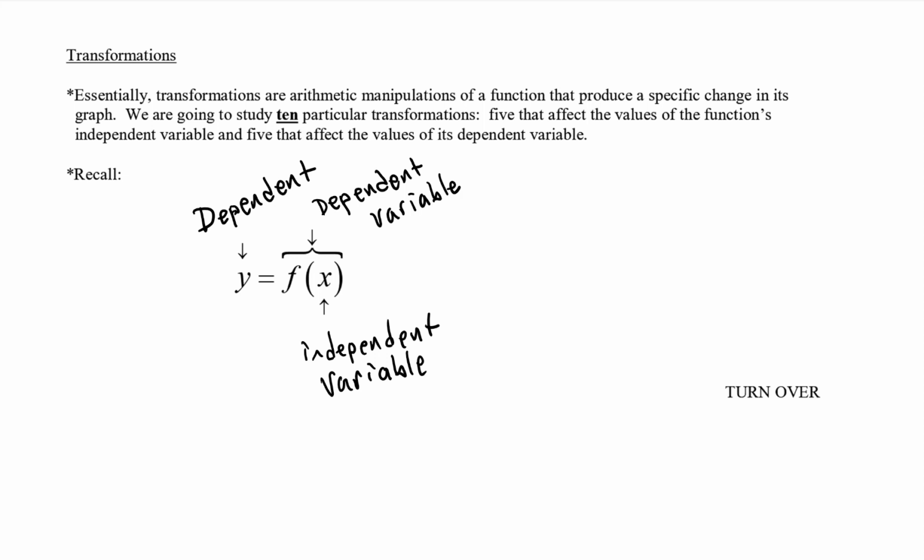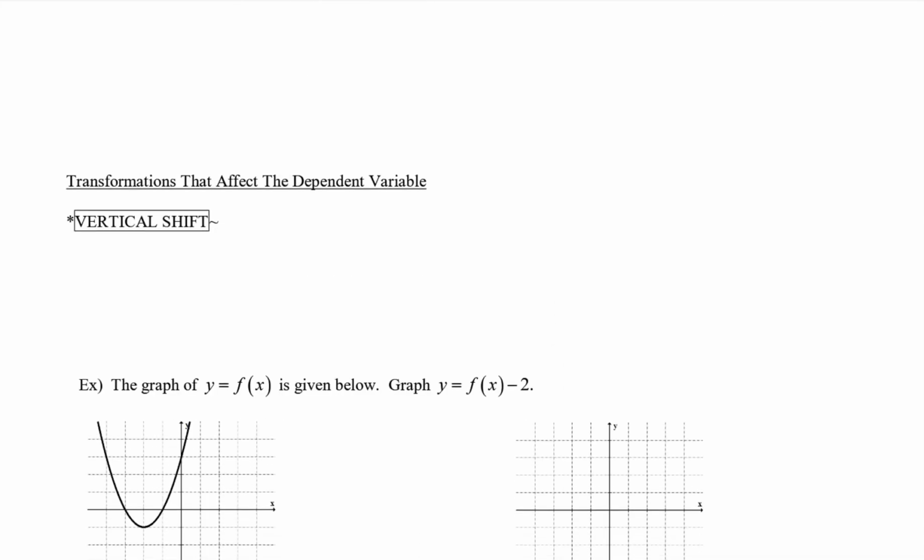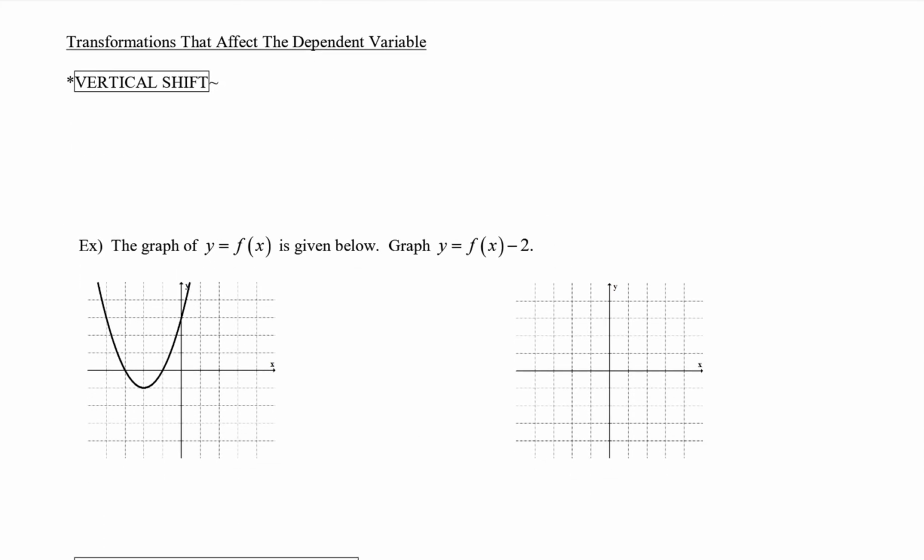So again, we're going to look at 10 transformations, 5 of which change the y variable, and then 5 which affect or change the x variable. In no particular order, we're going to start with the 5 that affect the dependent variable, or y. And the first one we're going to look at is what's called a vertical shift. So if you draw your xy plane in the customary way, then the y-axis goes up and down. So if your whole relation moves up or down, then we call that a vertical shift.